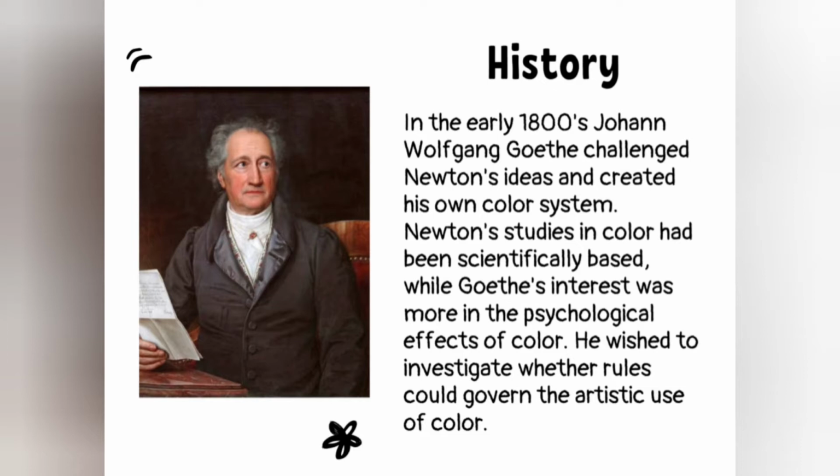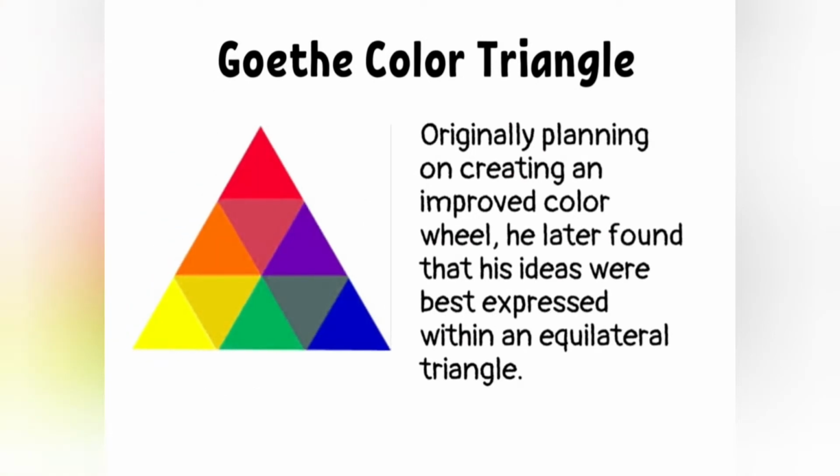Sir Isaac Newton introduced color psychology, but it was based on wavelength and all. So, Johann Wolfgang Goethe challenged his ideas and introduced his own psychology. He explains his theory with the help of a color triangle which he formed, and this color triangle is well known as Goethe's color triangle.